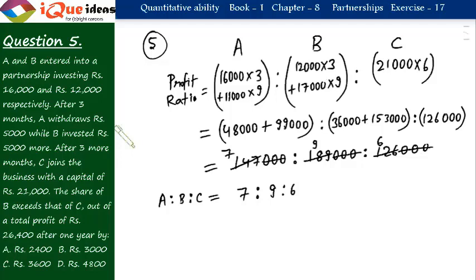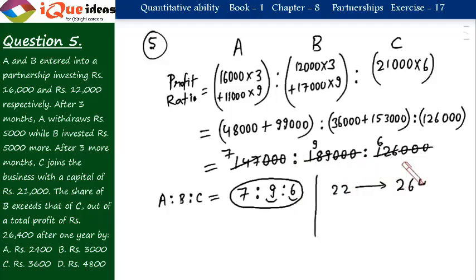Now look at the ratio. In the ratio, number corresponding to B is 9 and number corresponding to C is 6. Whereas the total would be 7 plus 9 plus 6. Now 7 plus 9 is 16, 16 plus 6 is 22. So the total comes out to be 22 and 22 stands for 26,400. I repeat, if I assume these values to be the original values of profit, so 7 plus 9 plus 6, that is 22 is the total profit.